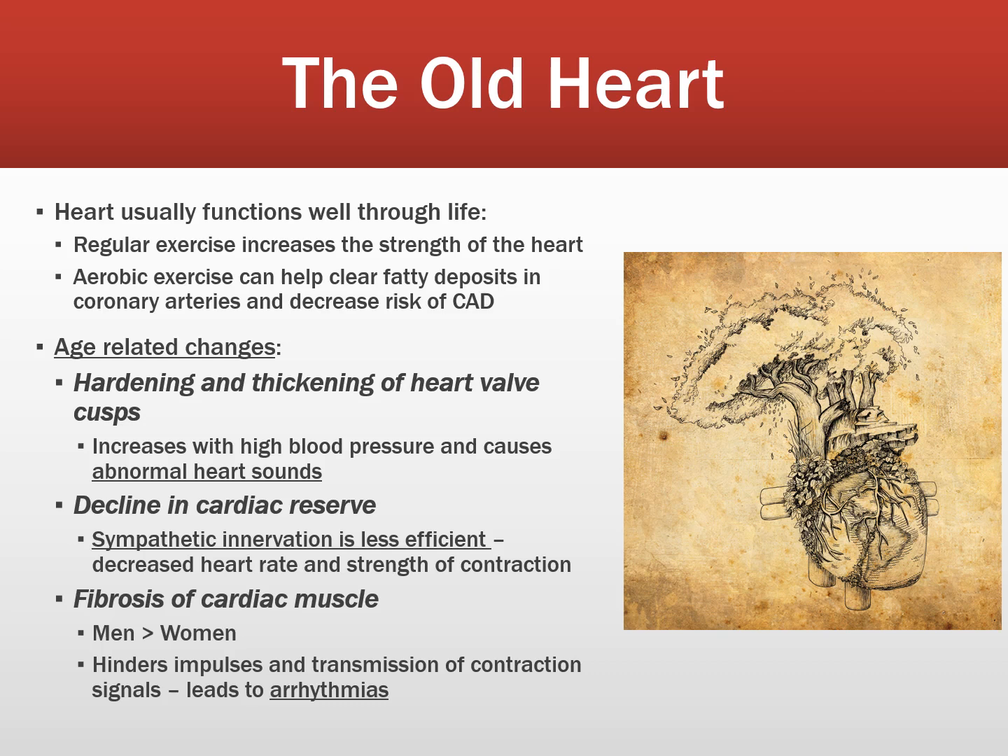You also have a decline in your sympathetic innervation. Essentially the sympathetic innervation is less efficient, so you don't get that increase in heart rate and strength of contraction of the heart. So they're not going to be running away from any tigers so quickly. And you do get some fibrosis in the cardiac muscle itself. The cardiac muscle gets replaced with fibrotic tissue, and this messes with the electrical impulses in the heart. So you can get some arrhythmias.